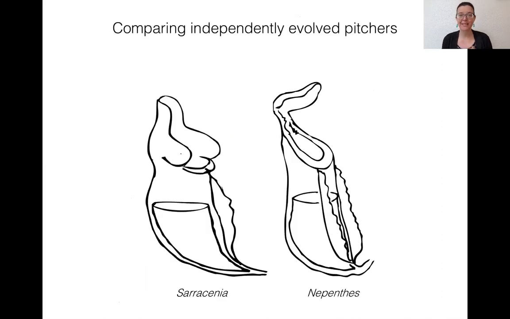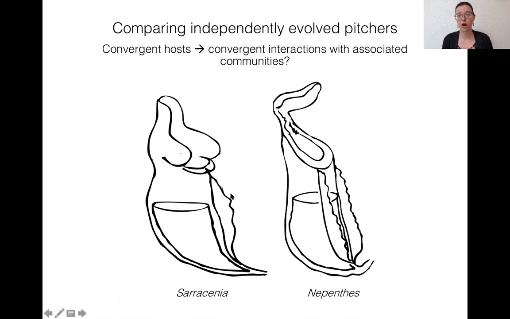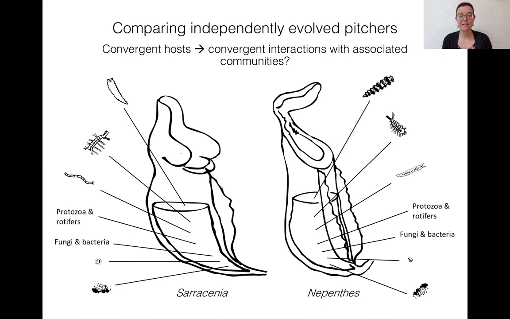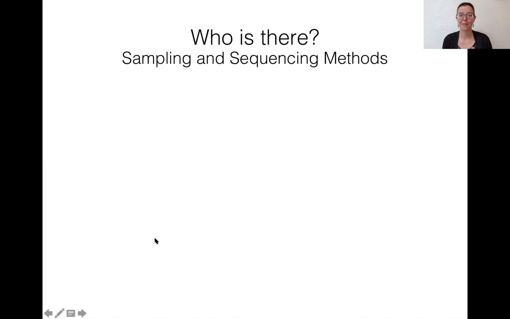When we're comparing these independently evolved pitchers, the Sarracenia and the Nepenthes, we were wondering if these convergent hosts lead to convergent interactions with their associated communities. So we know that there's many different organisms living in these pitchers, but a lot of them were not very well known, particularly the fungi and the bacteria that make up their microbiome. So to understand who was there, we did some sampling and some sequencing.